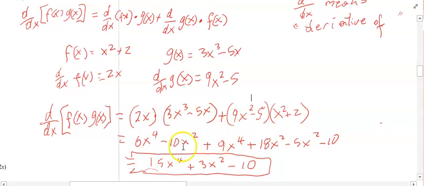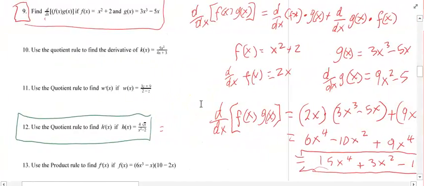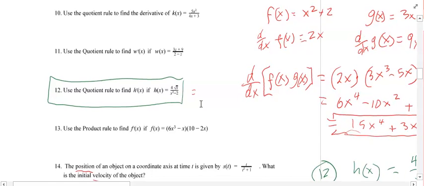Then we bring like terms together, the 6x to the 4th and 9x to the 4th. 6 plus 9, that's 15x to the 4th. The minus 10x squared combines with the plus 18x squared and the minus 5x squared to give plus 3x squared, and the minus 10 just remains minus 10, and so that is our final answer. That was solved by using our product rule. Let us look at another problem that we can use another rule to solve called the quotient rule.